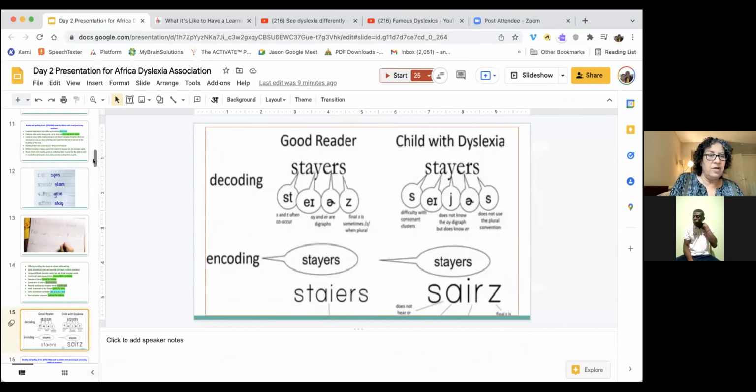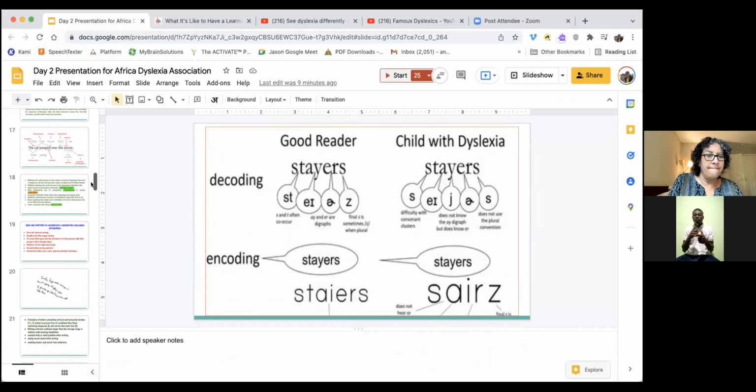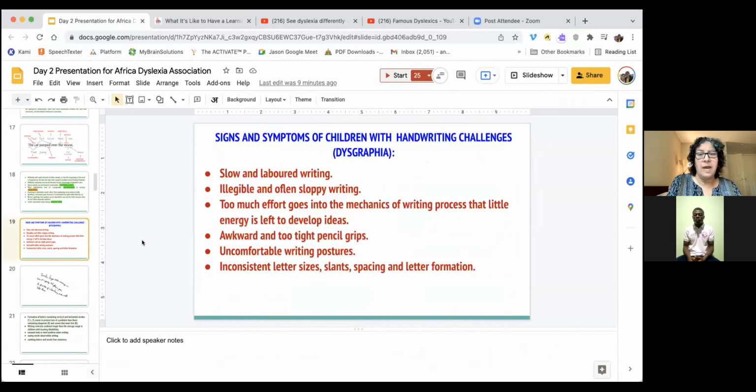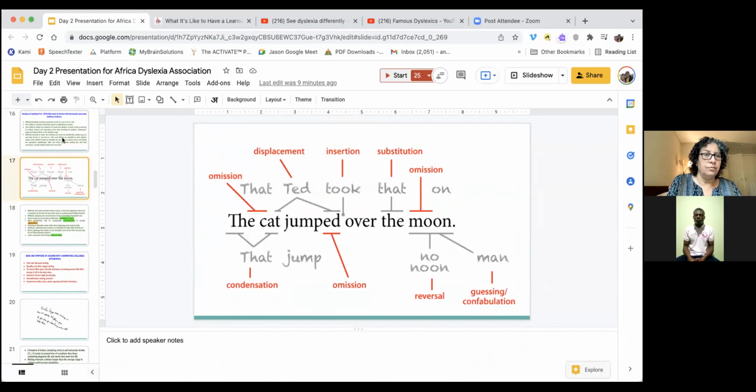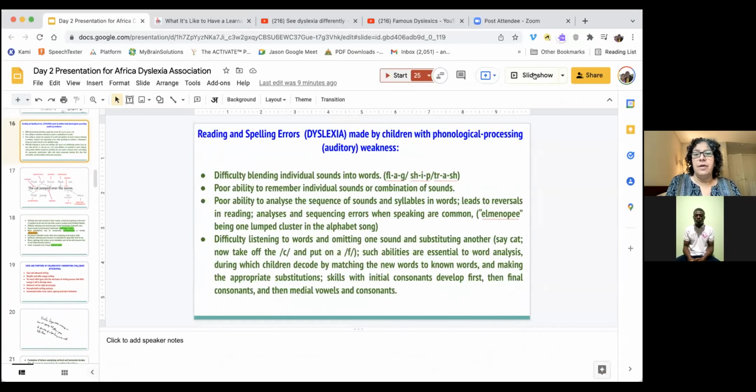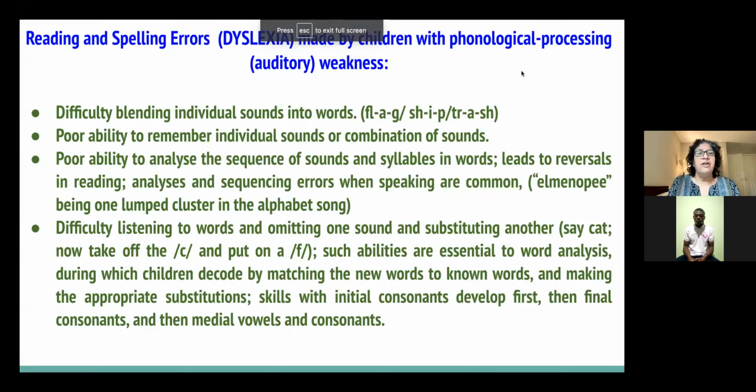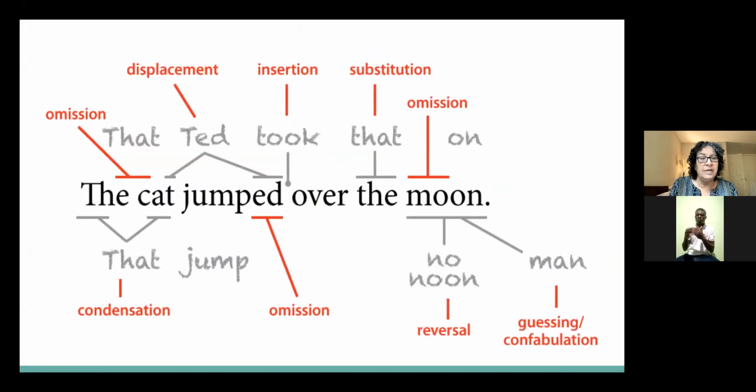Okay, so let me go on to the next part. The reading and spelling errors because of auditory processing issues: difficulty blending individual sounds into words, poor ability to remember individual sounds or combinations of sounds, difficulty listening to words and omitting one sound and substituting another, as I showed in the previous examples.